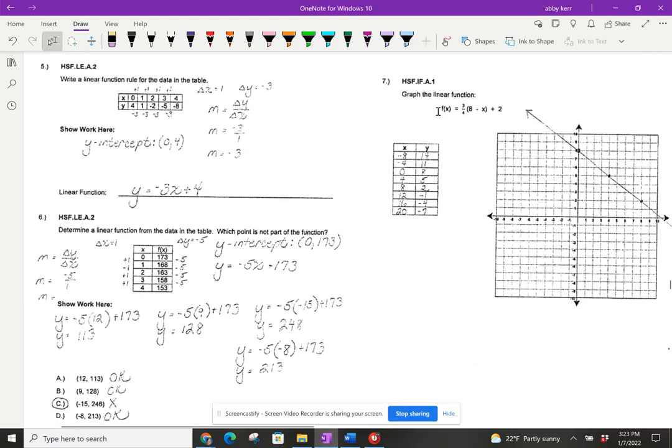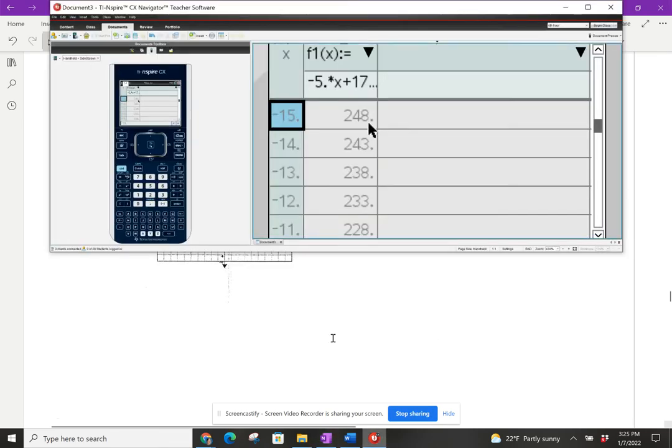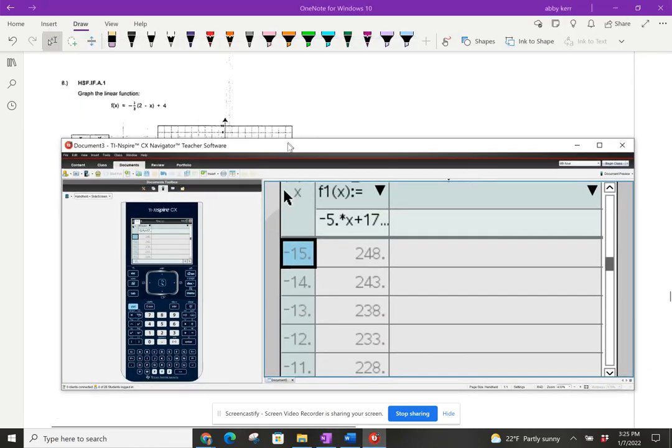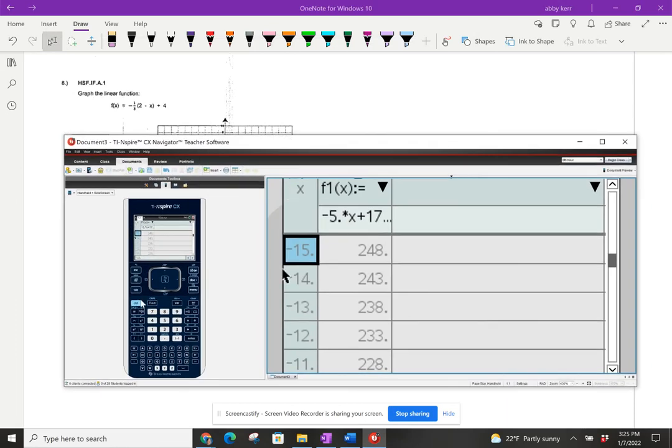Number 7, just put this in the graphing calculator, hit Control T to get the table of values and then plot them. All right, so real quick, I skipped number 7, but number 8's almost identical.